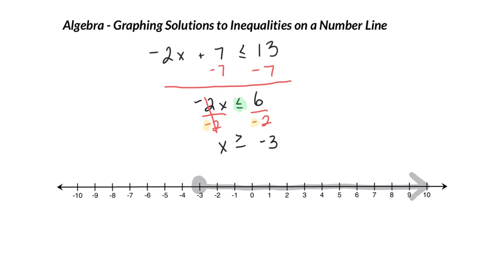So if you have a positive number, let's say it was just positive 2, when we divide by 2, we don't change the inequality because there was no reversal of sign. It's only when there is a negative that we're dividing by.